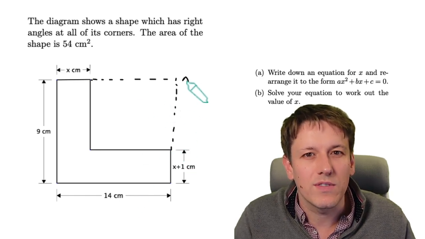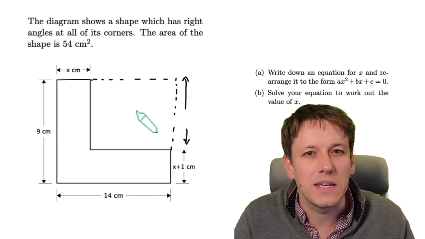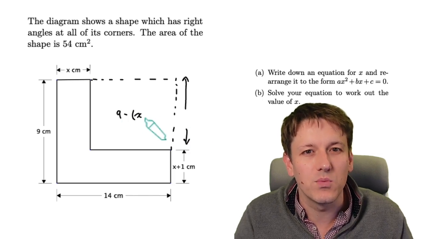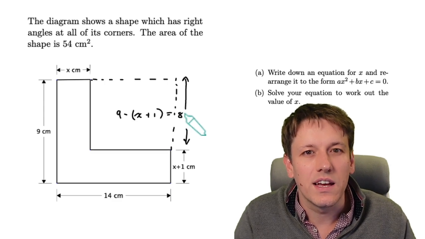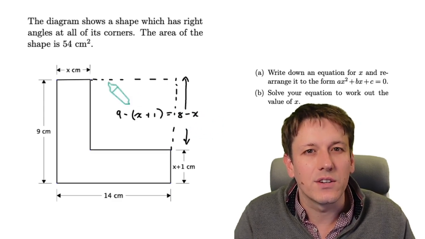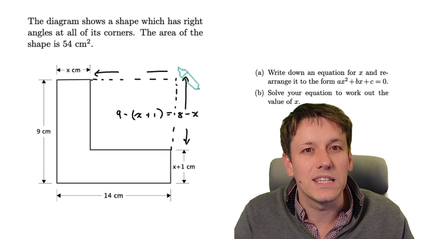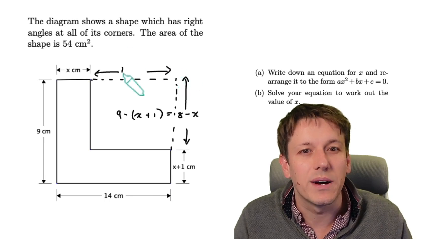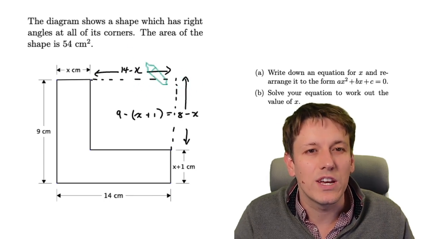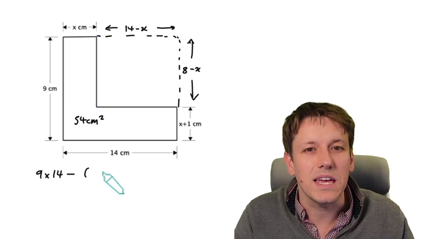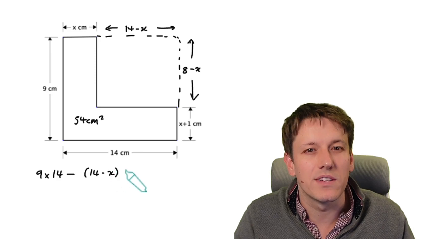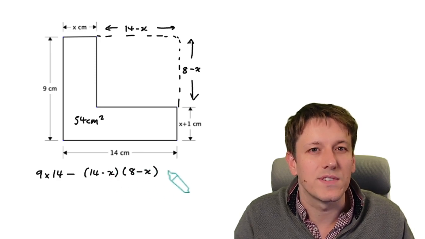So on the right here we've got a length that would be 9 minus x plus 1, the difference between the left hand and the right hand sides, and that gives us 8 minus x. And on the top we've got the difference between 14 and x, so that would be 14 minus x. So we can write our equation 9 times 14 minus 14 minus x times 8 minus x. That represents the area of the large rectangle minus the part that's cut out, and that gives us 54.